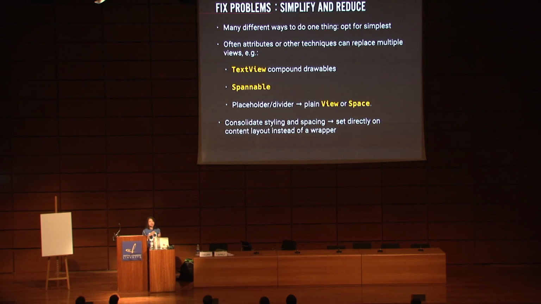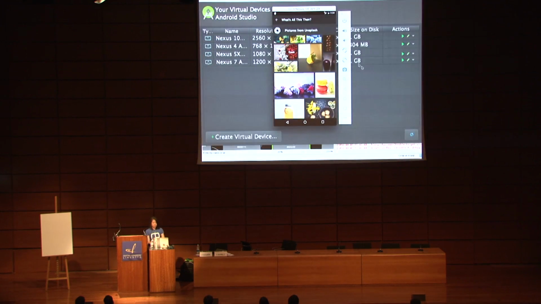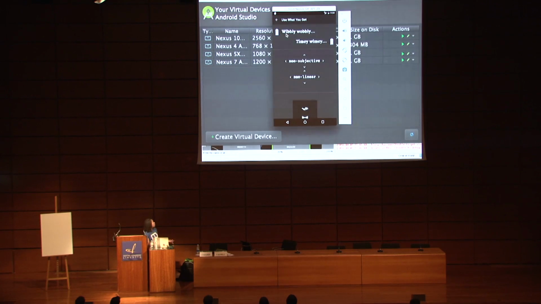Sometimes the views themselves have attributes and features that can help you reduce the number of views that you need just by specifying things as attributes rather than creating them as other views. So one of the best ways of doing this with text views anyway is compound drawables. And so here I have a screen in my app, and I've got an image and text. And you see that everywhere in Android, right?